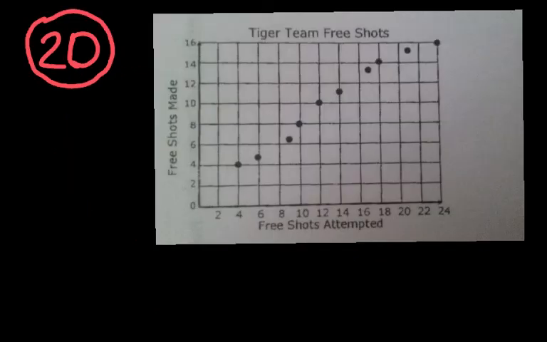I'm going to skip number 19. I'll go back to it. Look at number 20. It says the scatter plot below compares the number of free shots attempted and the number of free shots made by the Tiger team during the last 10 games last year. Which statement best describes the relationship represented on the scatter plot? F says the number of free shots made increased when the number of free shots attempted were increased. So it's saying that every time we attempted a shot, the free shots made also increased. As you can see, that is true, so F was your answer.